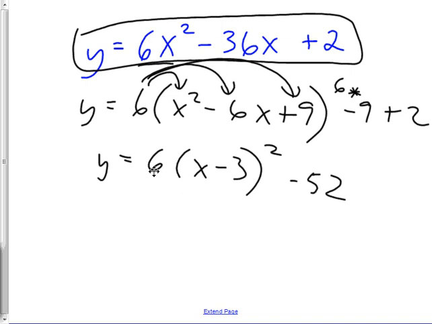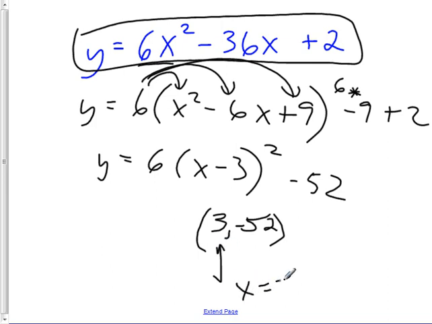And it also gives you the stretch factor. And it also gives you the axis of symmetry. Because if you know that the vertex is 3, -52, we should write that. 3, -52. Writing with my mouse is tricky. Then the axis of symmetry here would be x equals 3. You can take that from the x part of the vertex.